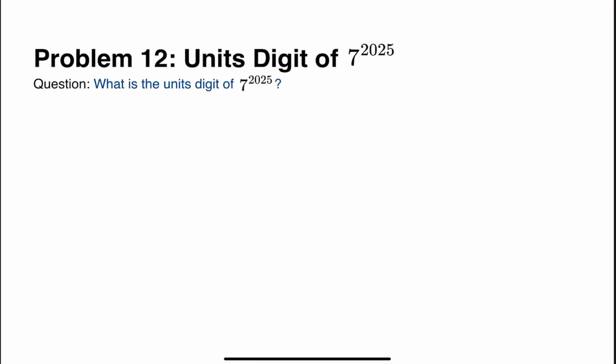Welcome to problem number 12. Find the units digit of 7 to the 2025th power. Let's track only the last digit.